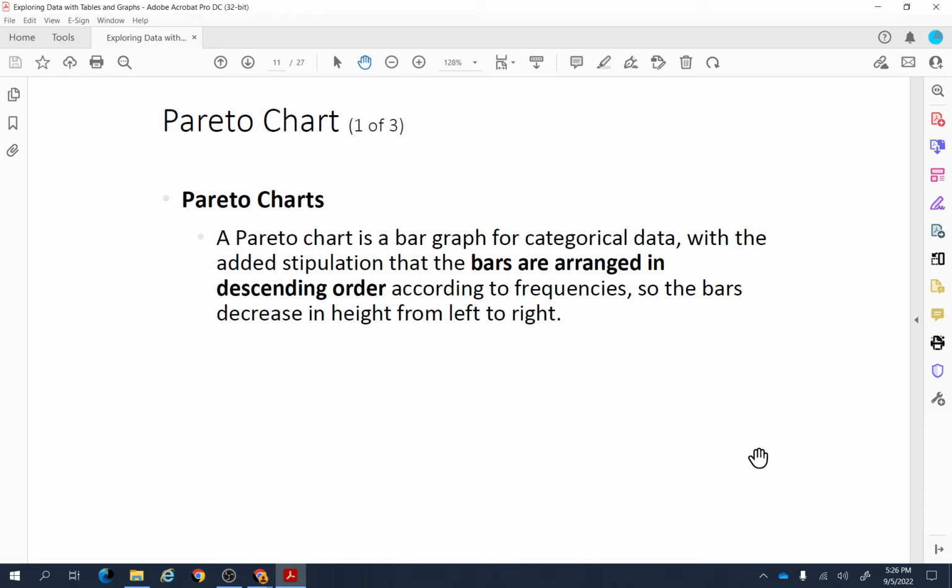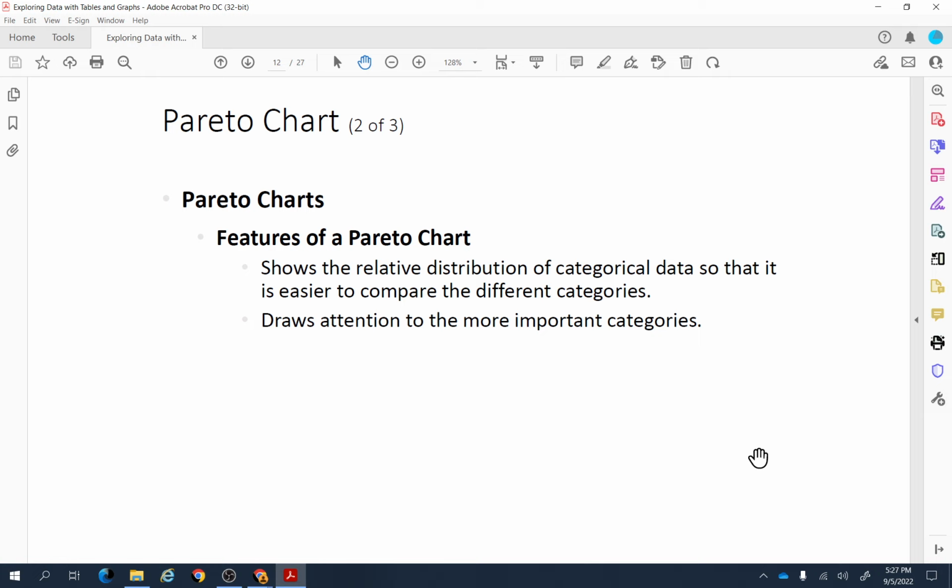There is another type of graph called a Pareto chart. A Pareto chart is also a bar graph, but it's a special type of bar graph for categorical data, with the added stipulation that the bars are arranged in descending order. So in a Pareto chart, the bars are arranged in descending order. It goes from higher to lower according to the frequency, so the bars decrease in height from left to right.